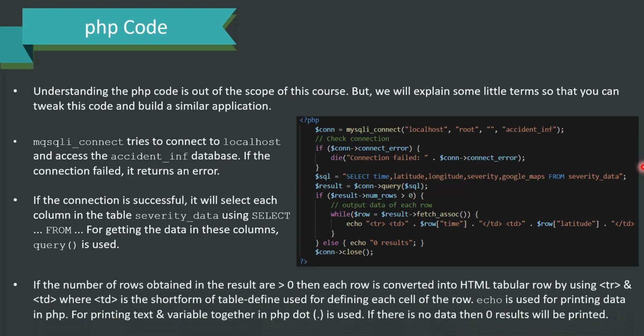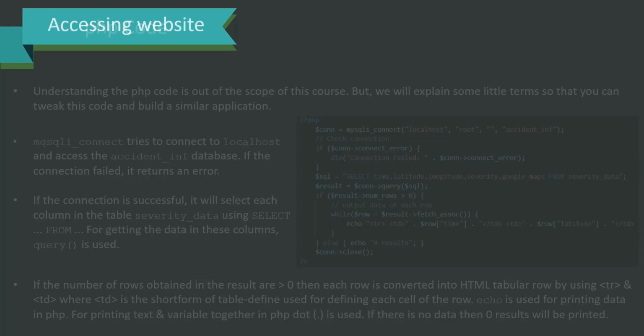If the number of rows obtained in the result is greater than 0, then each row is converted into an HTML tabular row using tr and td, where td is the short form of table data, used for defining each cell of the row. Echo is used for printing data in PHP, and for printing the text and the variable together in PHP, dot is used. If there is no data, then 0 results will be printed.